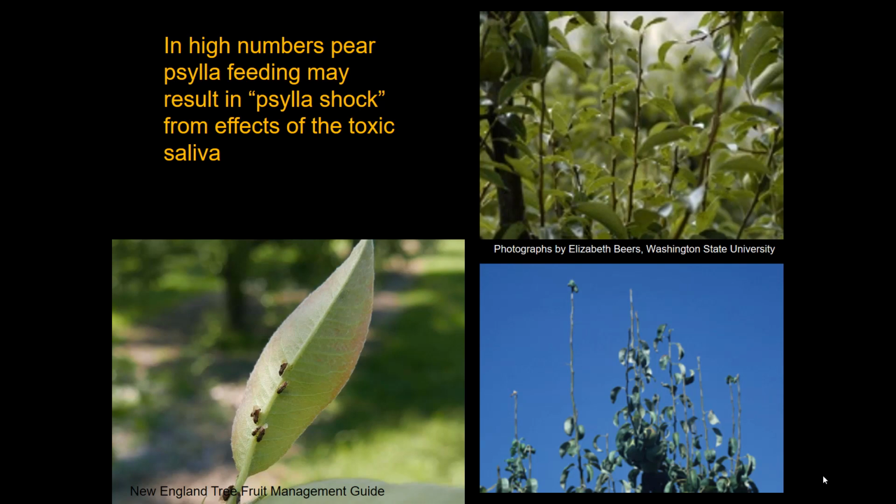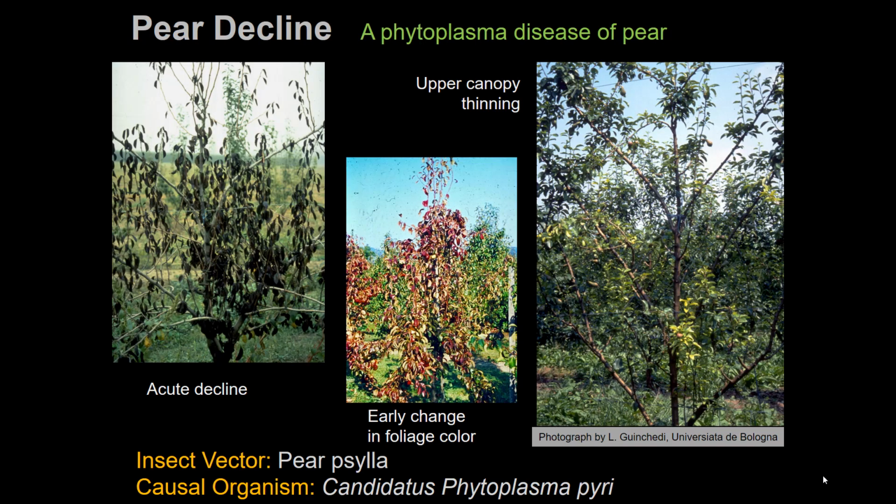It's not nearly as toxic to pears as tomato potato psyllid is to potato, but it does have saliva that is slightly toxic in high numbers, will cause leaf drop, premature leaf drop. So that's psylla shock, and then that may have some carryover effects the next year, but then the plant outgrows it. The other thing is that it can vector a pathogen.